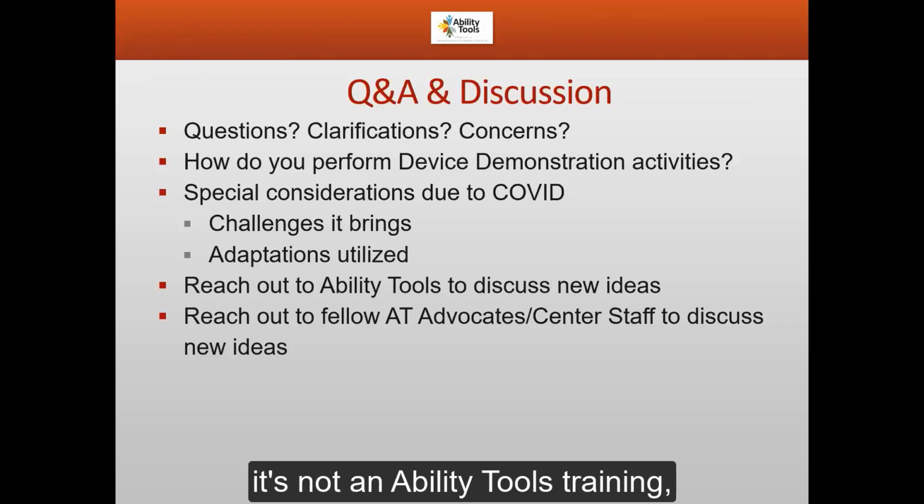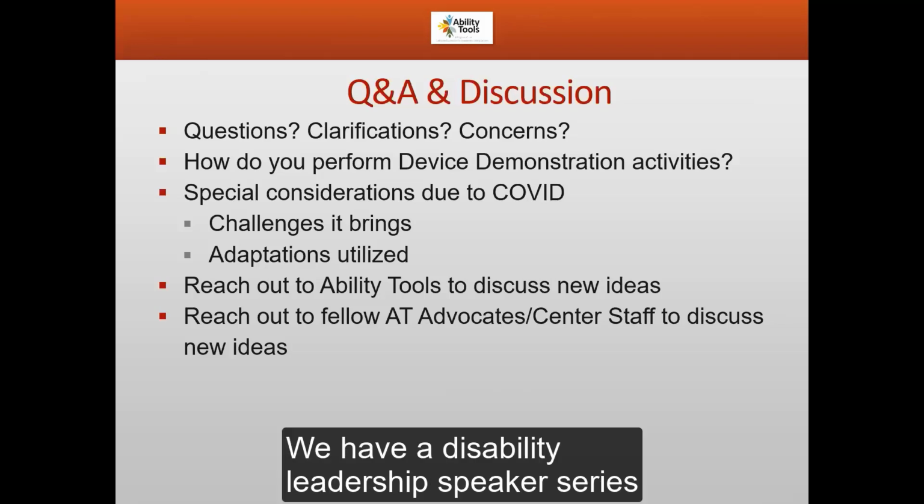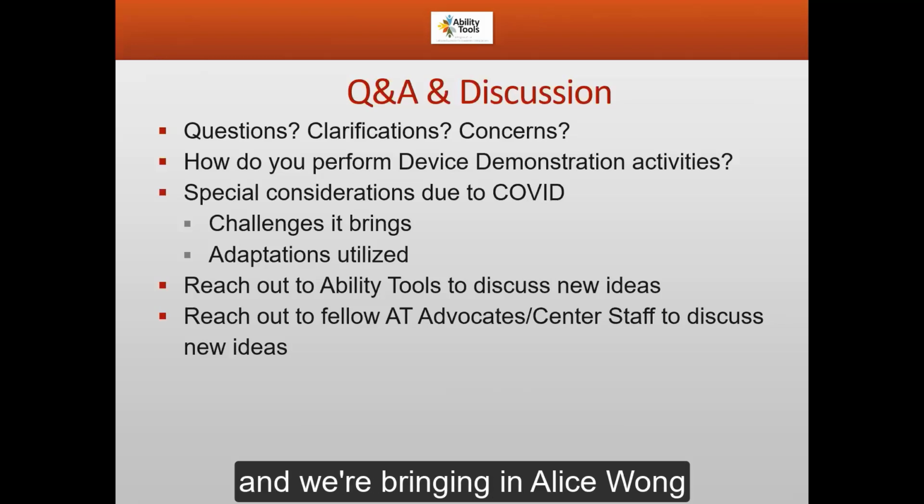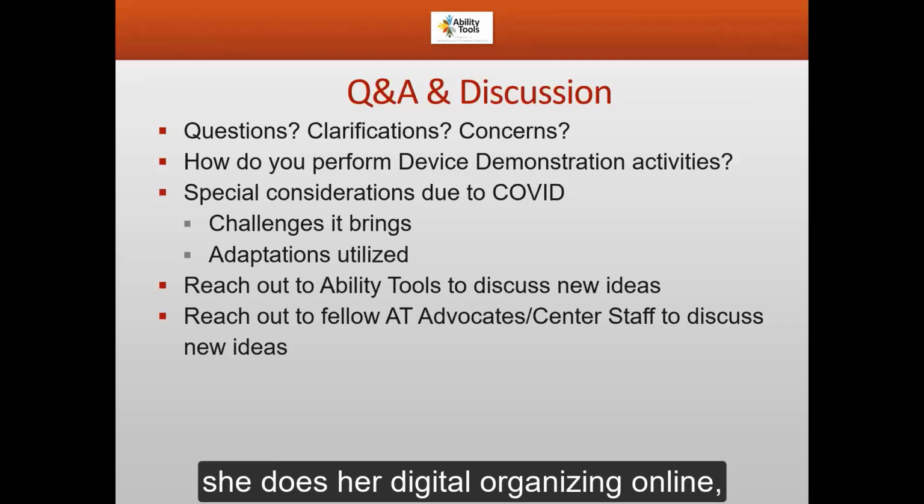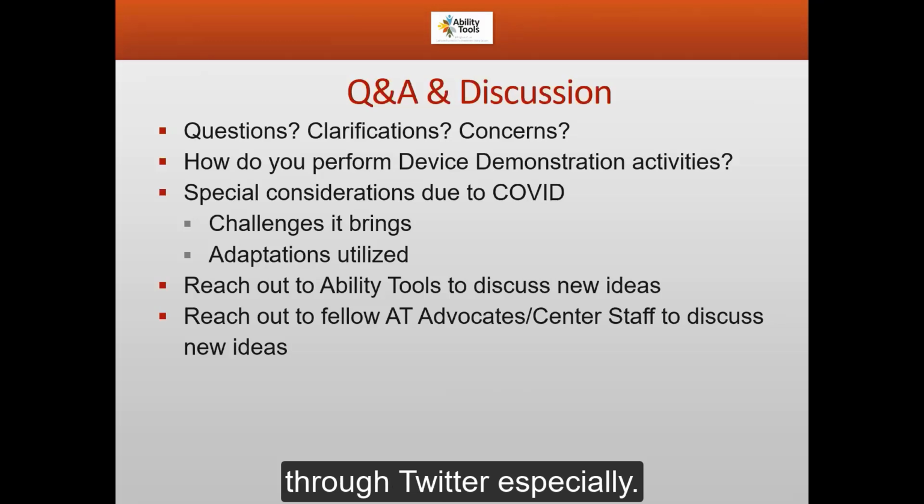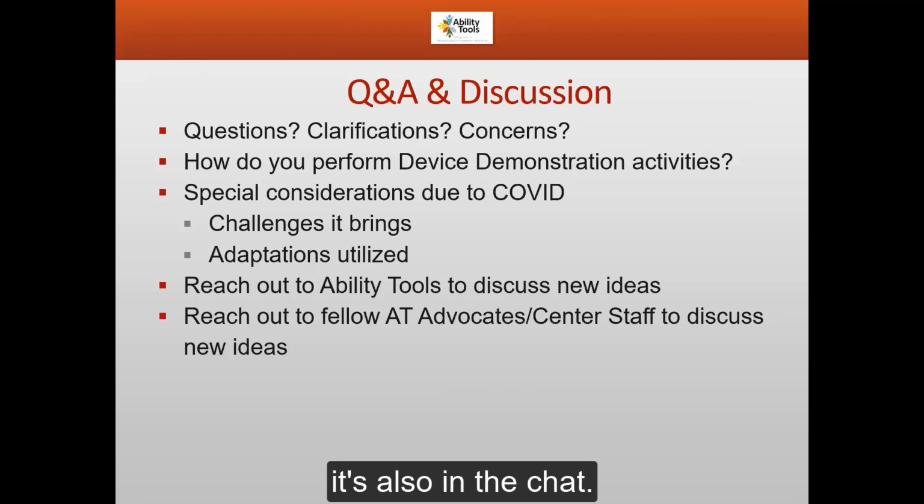It's not an Ability Tools training, but it is something through CFILC and our Yo Disabled and Proud program. We have a disability leadership speaker series that we're launching. The first inaugural event will be on April 13th, and we're bringing in Alice Wong of the Disability Visibility Project to speak with us about how she does her digital organizing online and how she came to be Alice Wong, the person we all know that is great at connecting our disability community through Twitter, especially. So if you'd like to register for that event, it's also in the chat.